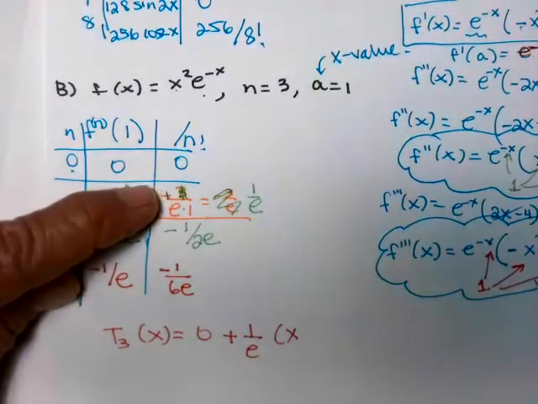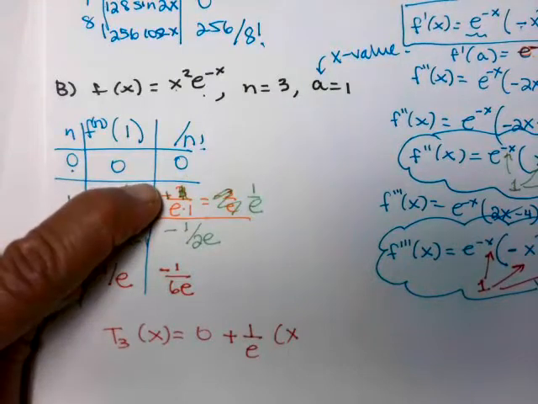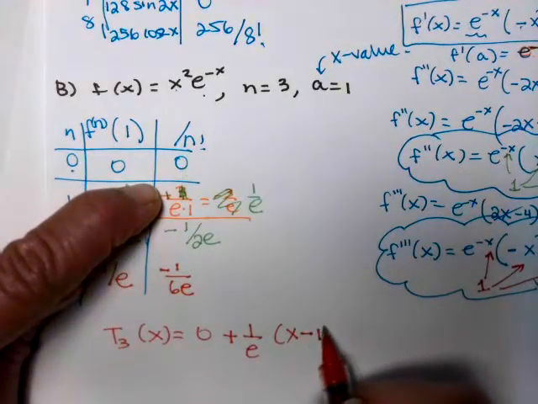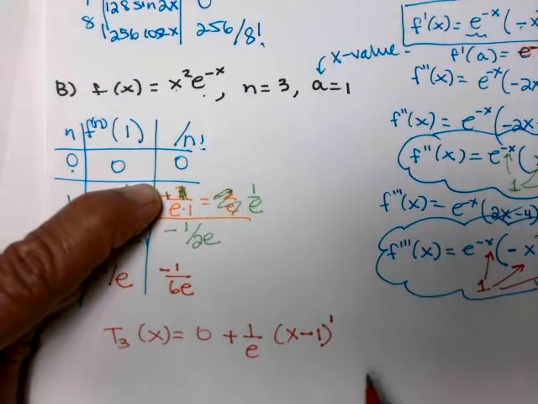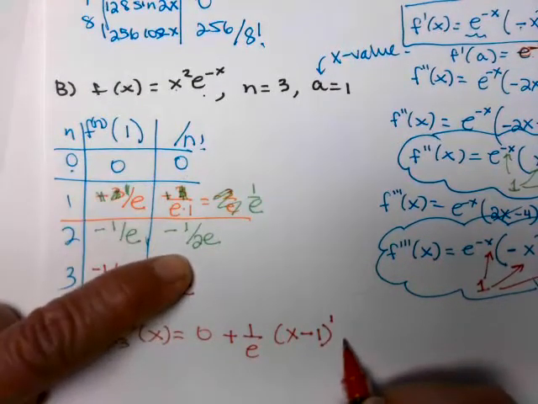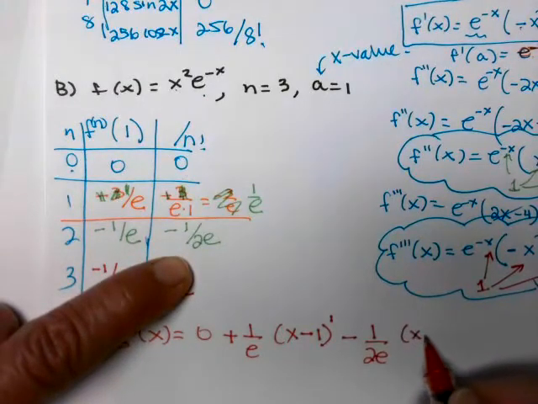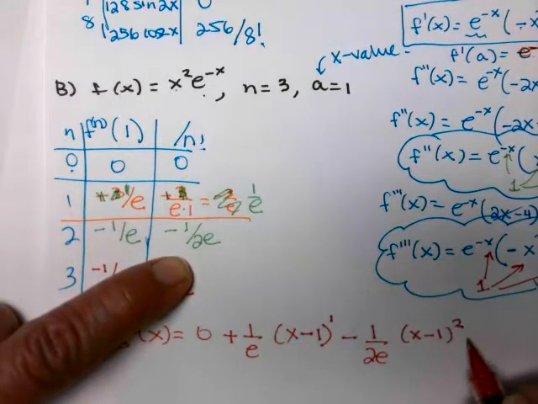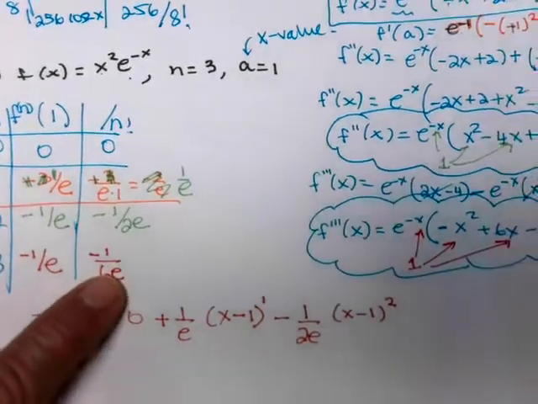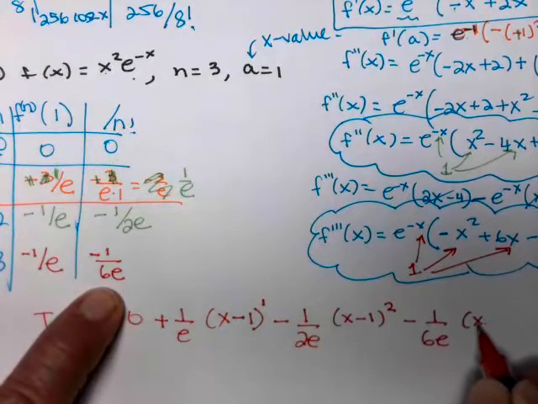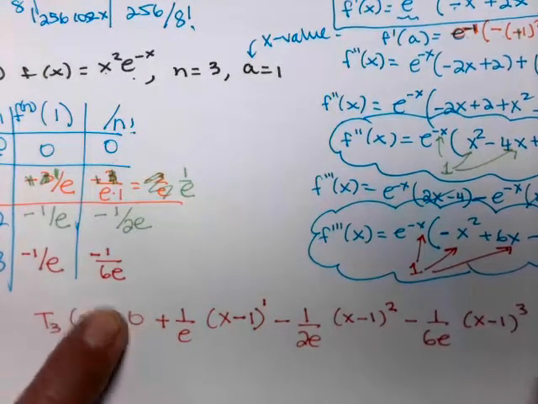So I haven't done this part before because I've always done Maclaurin. So this is Taylor. A is 1. So it's going to be x minus 1 to the first. And then here comes our second term. So then minus 1 over 2e, x minus 1 squared. And then the last term will be minus 1 over 6e, x minus 1 cubed.